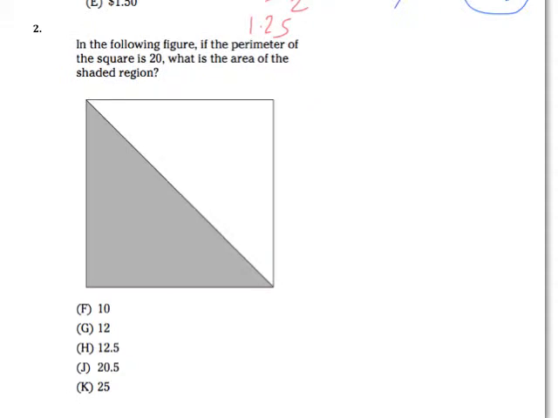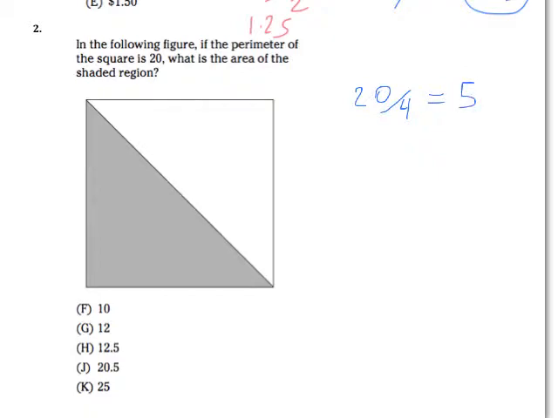All right, this one's a little faster. In the following figure, the perimeter of the square is 20. That means the distance around the whole shape is 20. So since it's a square, they tell us that, we can simply take 20 divided by 4, and we get the side length of 5.